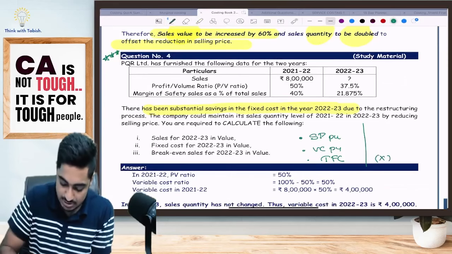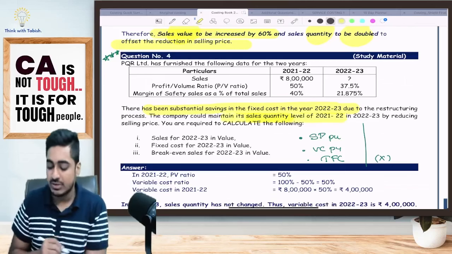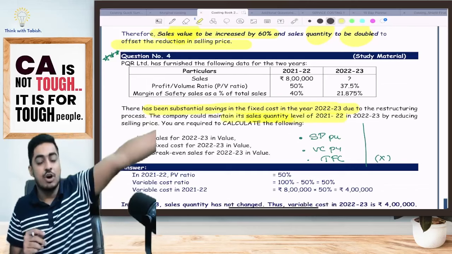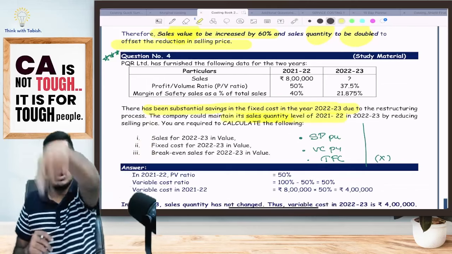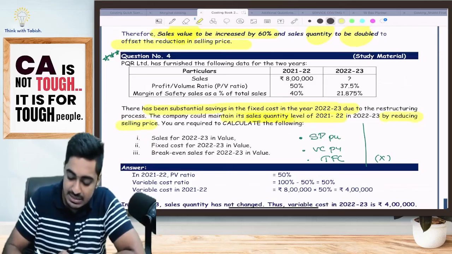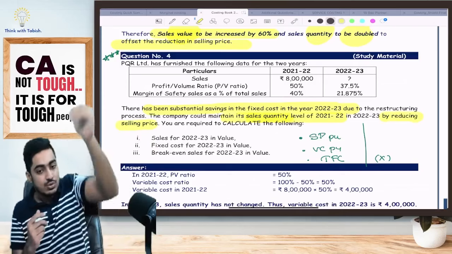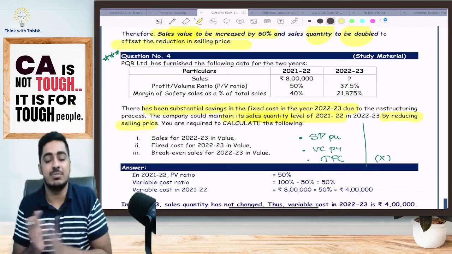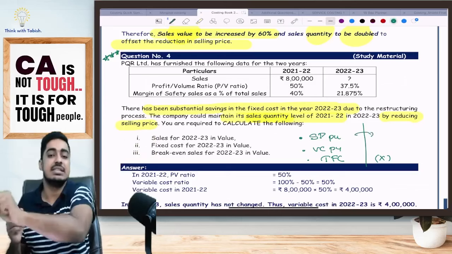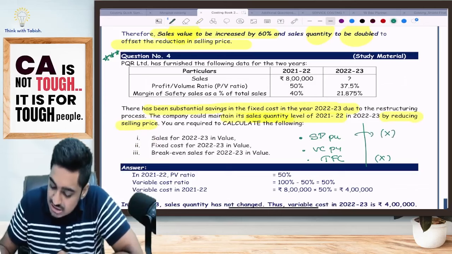By restructuring process. Okay, great. Company can maintain its sale quantity level of 21-22. That means last year how much quantity I sold? Same quantity I can sell now. How? By reducing its selling price. What am I telling? I am telling I will reduce my selling price, students. That means tell me one thing. Last year selling price and this year selling price, is it same or is it changing? Sir, this is also changing, sir.